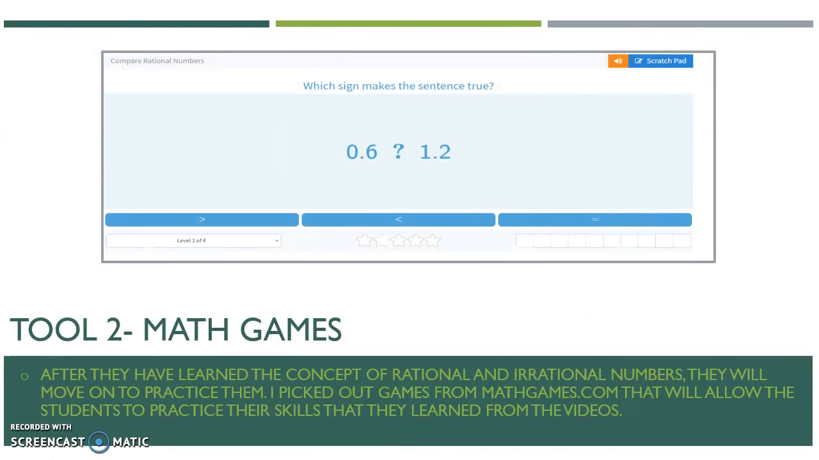Tool 2, Math Games. After they have learned the concept of rational and irrational numbers from the videos, they will move on to practice them. I picked out games from mathgames.com that will allow the students to practice their skills that they learned from the videos.